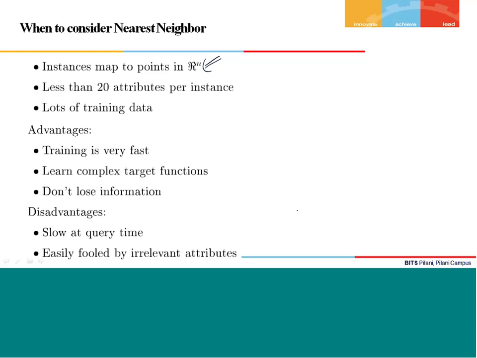Learn complex target functions. In the case of k nearest neighbor, it is not always that you learn some linear or quadratic function. You can learn any kind of function. The decision boundary could be very non-linear. We don't lose any information because we are using every data point that is given to us.